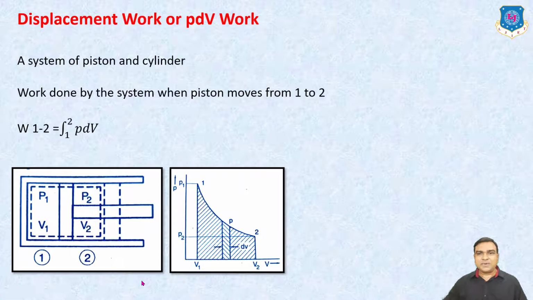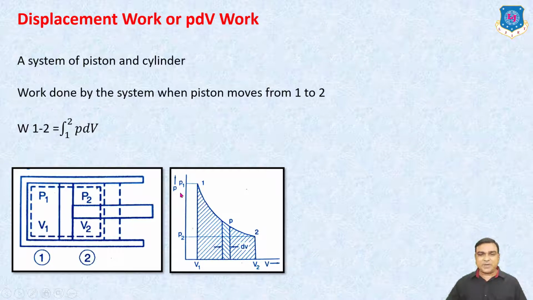Now what is displacement work? A system of piston and cylinder. In this piston cylinder, when the piston is moved to the right side, the volume of the system is increased, and when the piston moves inside, the volume is decreased.